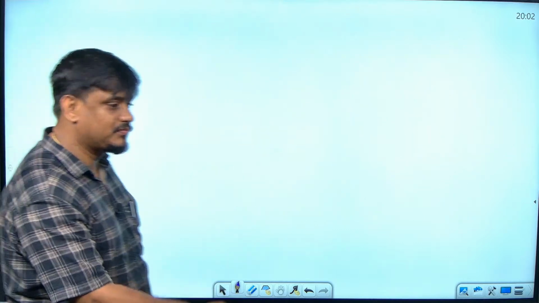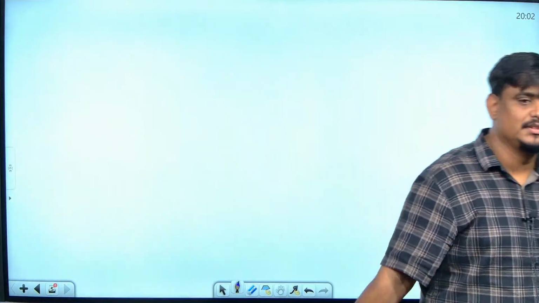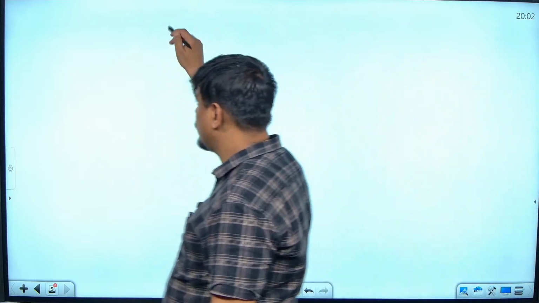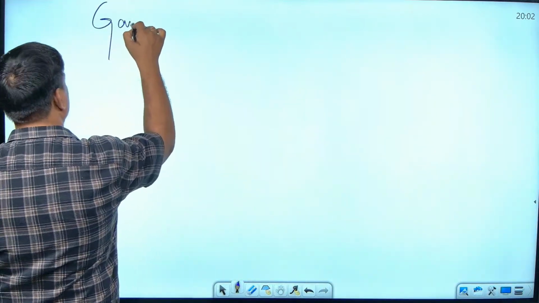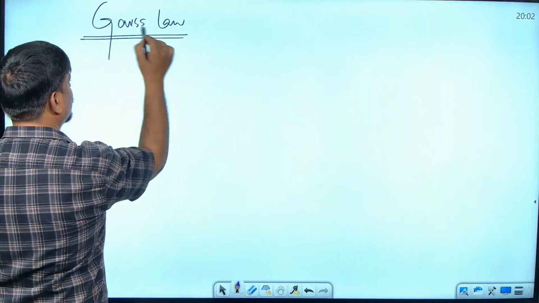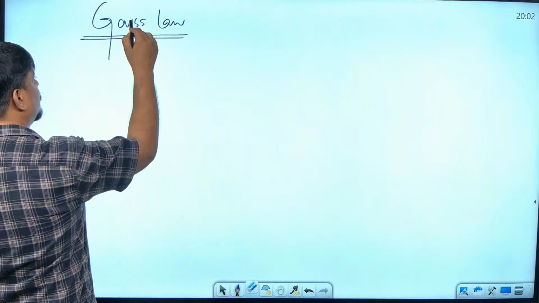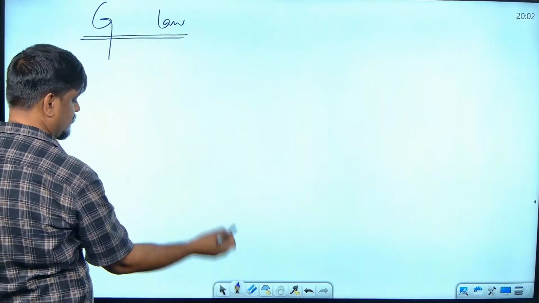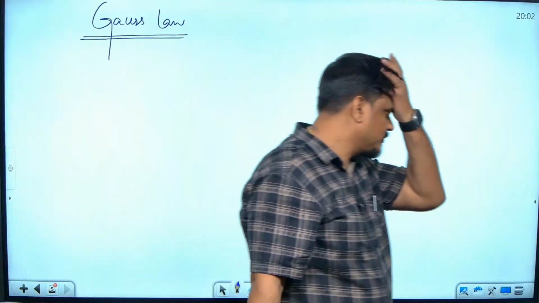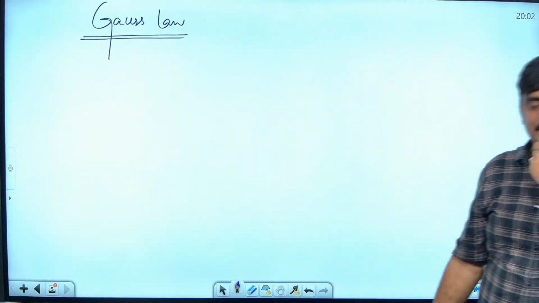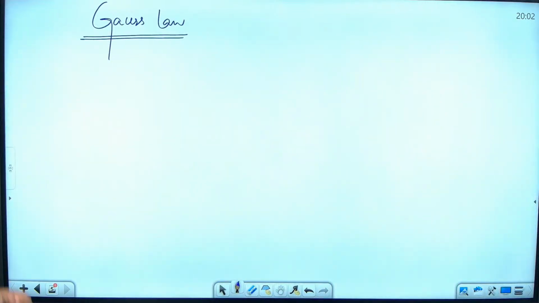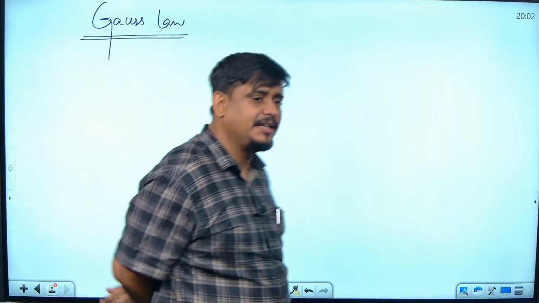Now, the last topic of this chapter, a very important topic of this chapter, the heading is Gauss law. First you write the statement, then I will give explanation to you.